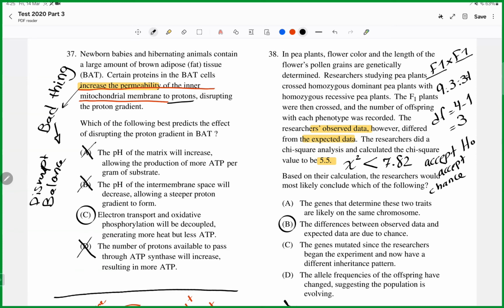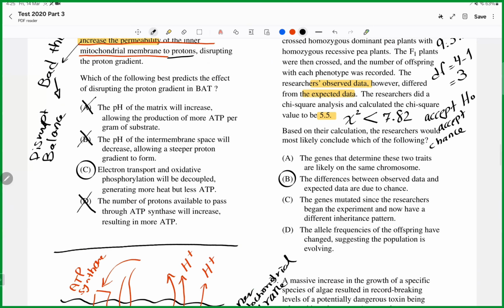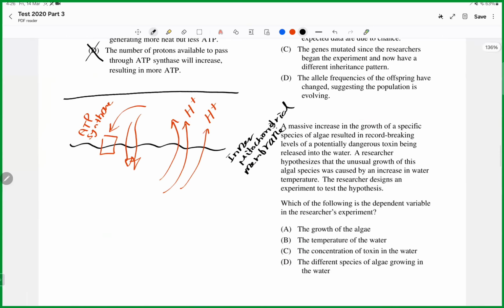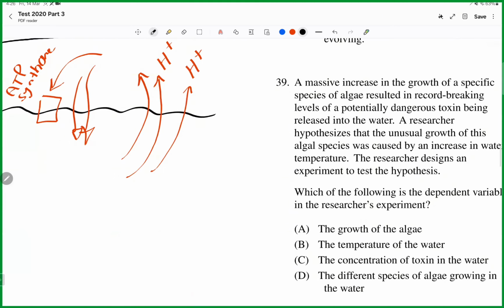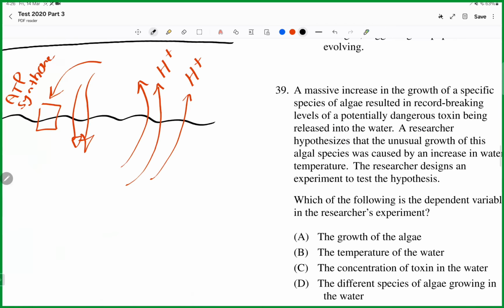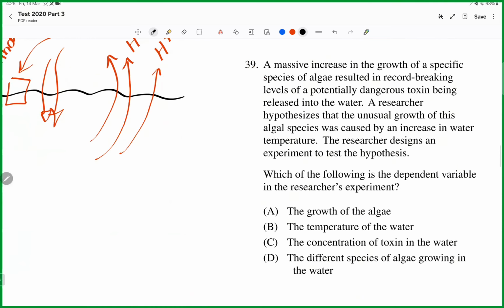Please don't. What are you not going to skip then if it's equations? Yep. You're gonna freak out. Oh, B. A massive increase in the growth. Oh, I got scared for it. What? Where is it? Okay, wait.